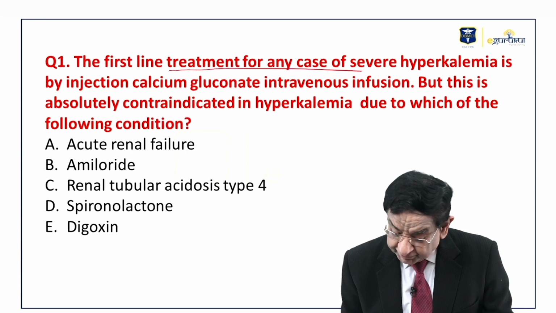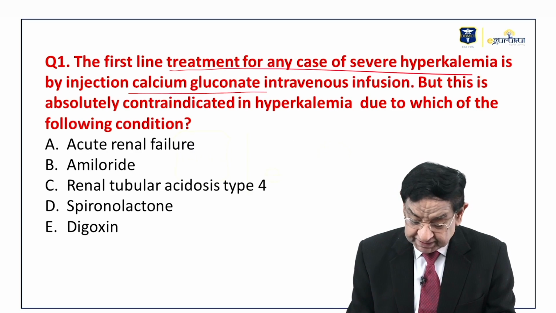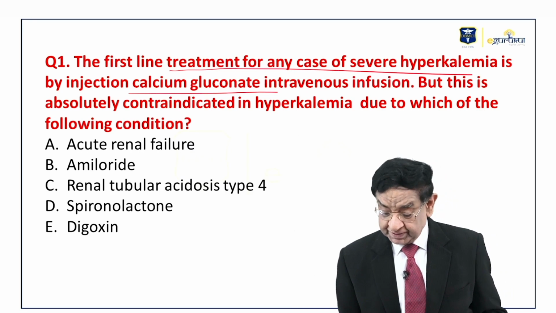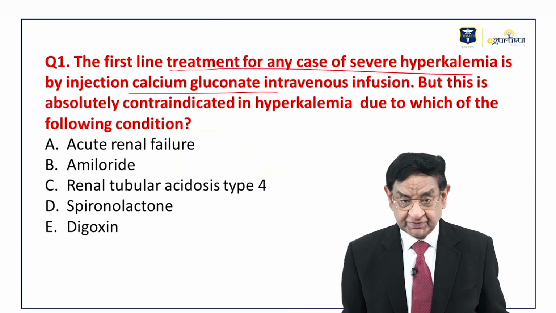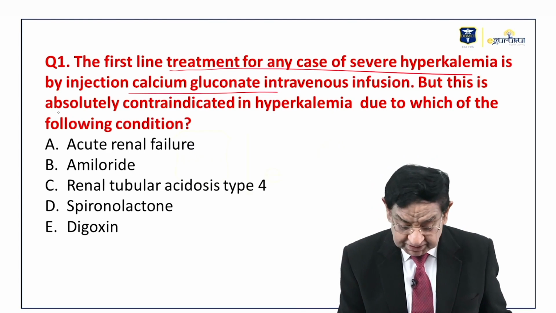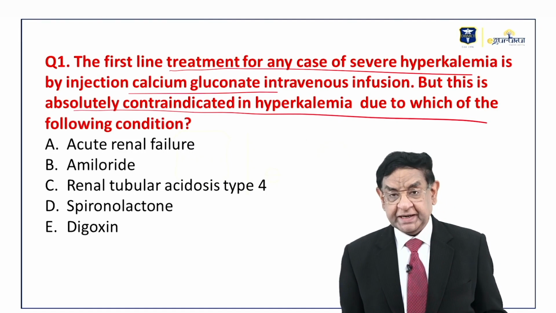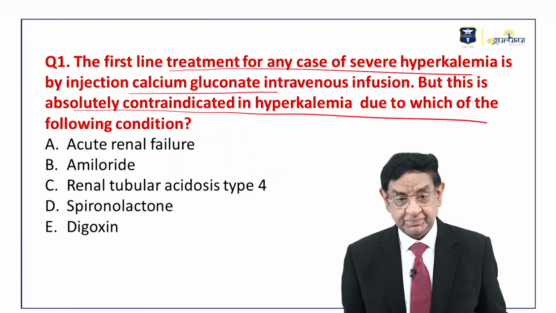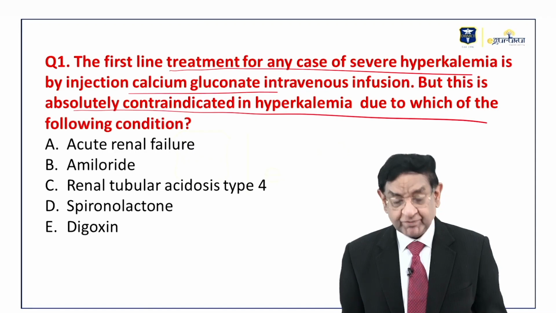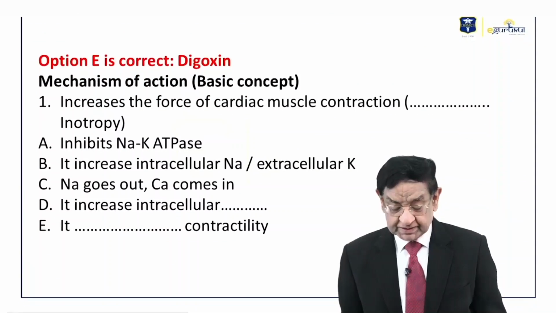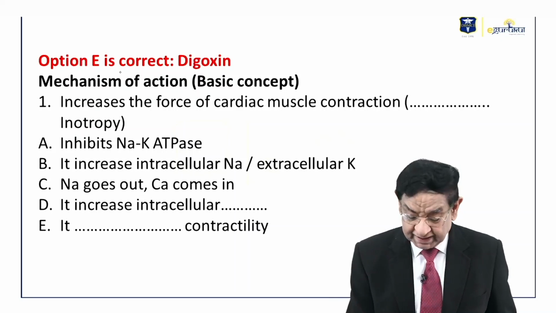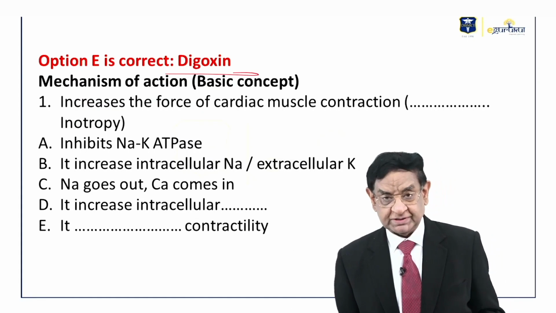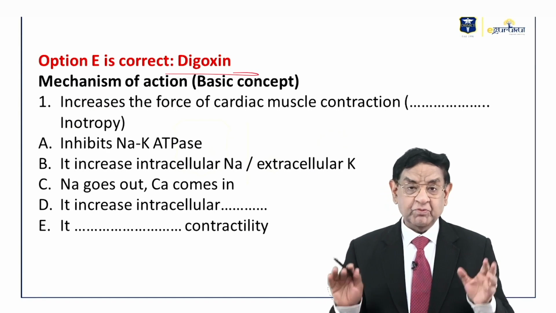The first line treatment of any case of severe hyperkalemia is injection calcium gluconate, and that we give by intravenous infusion. But this is absolutely contraindicated in hyperkalemia due to which of the following conditions? Well, out of the 5 options, it is absolutely contraindicated in hyperkalemia due to digoxin toxicity. We don't give. But why is it so?